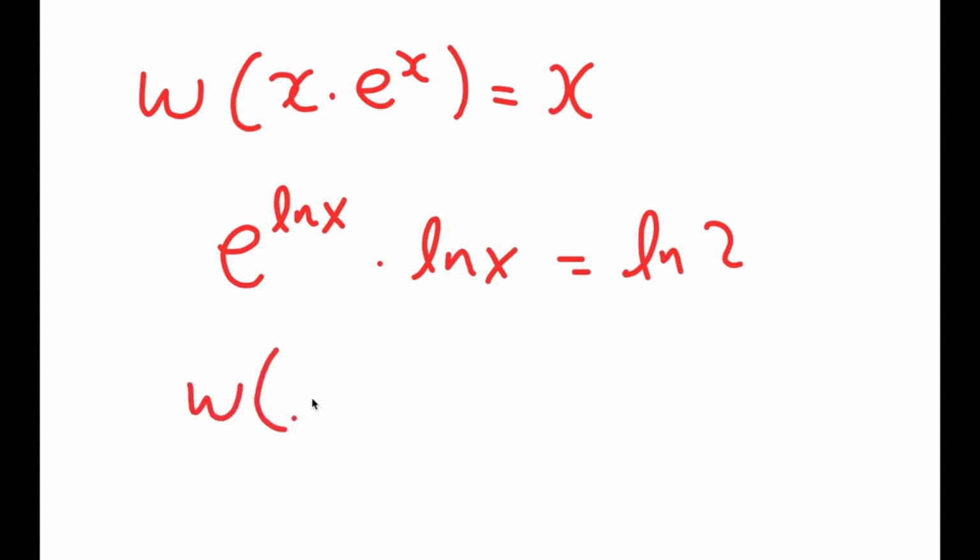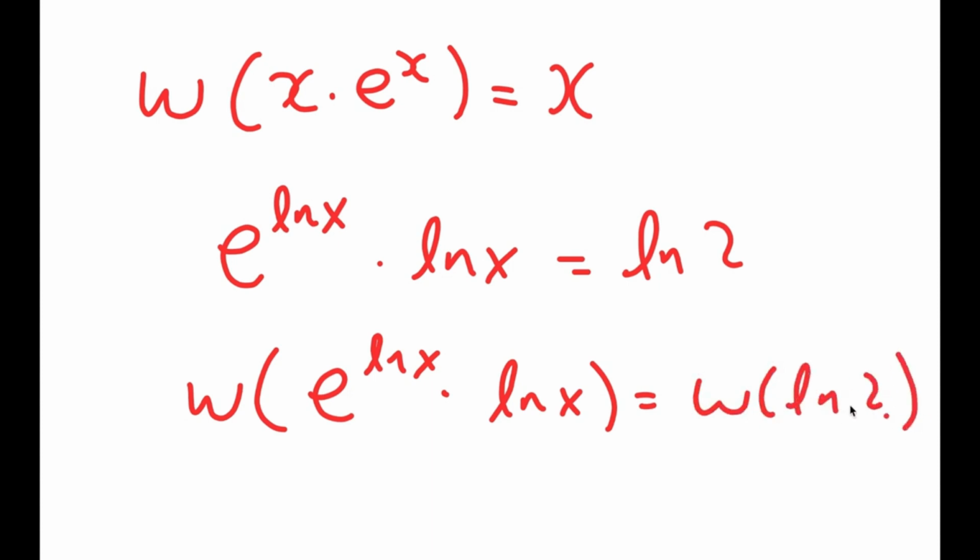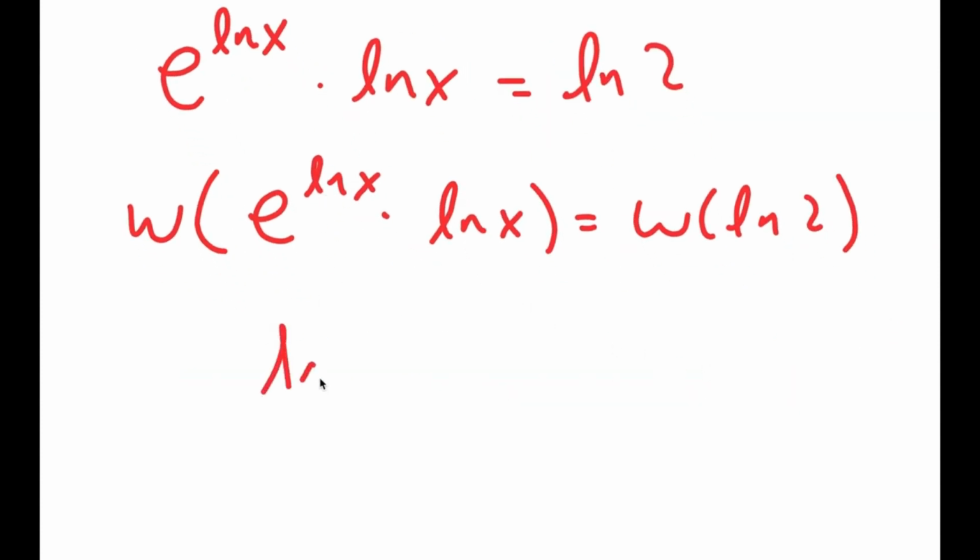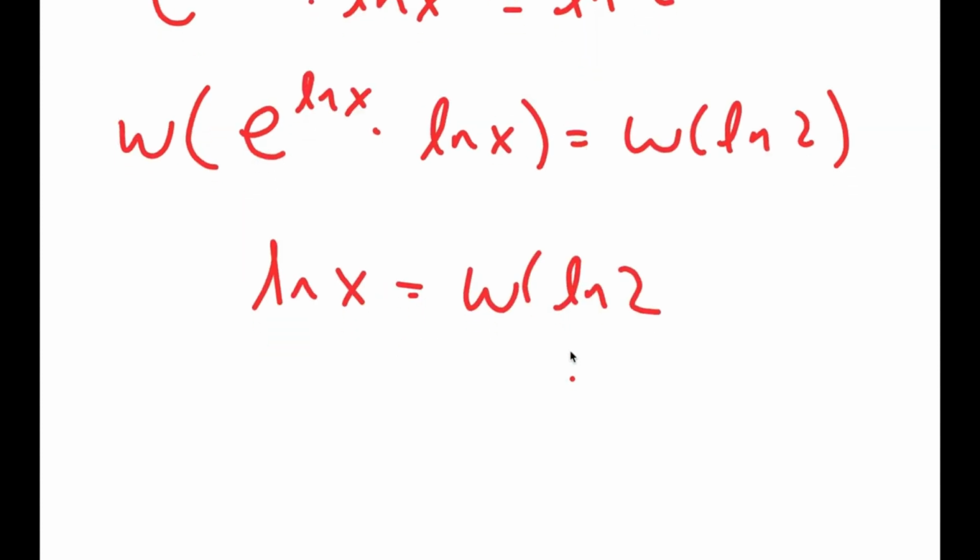And now I can use the Lambert W function on both sides. So I get W of e to the power of ln x times ln x is equal to W of ln 2. And now I'm left with ln x is equal to W of ln 2.